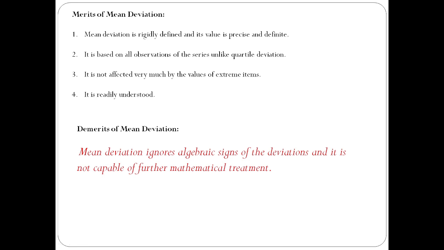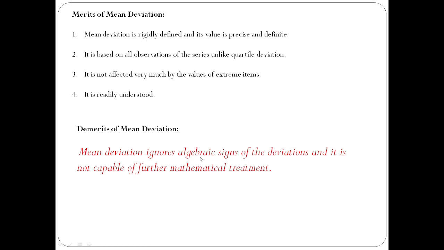So what are the merits of mean deviation? Mean deviation is rigidly defined and its value is precise and definite. It is based on all observations of the series, unlike quartile deviation. It is not affected very much by the value of extreme items. It is readily understood. Now, what are the demerits of mean deviation?